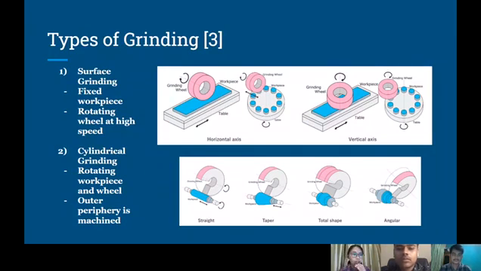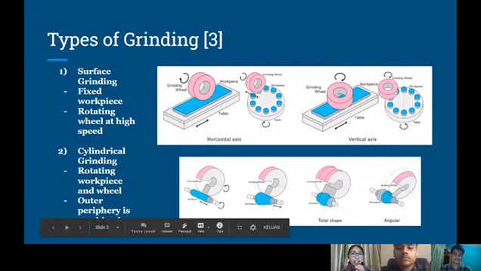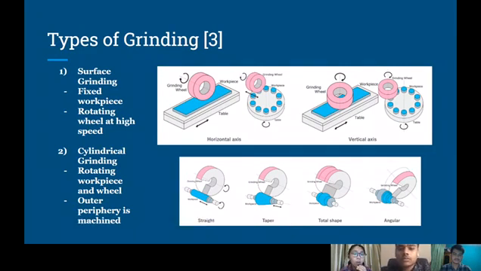Okay, so here are the types of grinding process. The first one is surface grinding. In this process, the workpiece is fixed on a table and the wheel is rotated at high speed to perform grinding. The second one is cylindrical grinding. This uses either a cylindrical grinding machine or a universal grinding machine. Both the cylindrical workpiece and the wheel are rotated, and the outer periphery of the workpiece is machined.